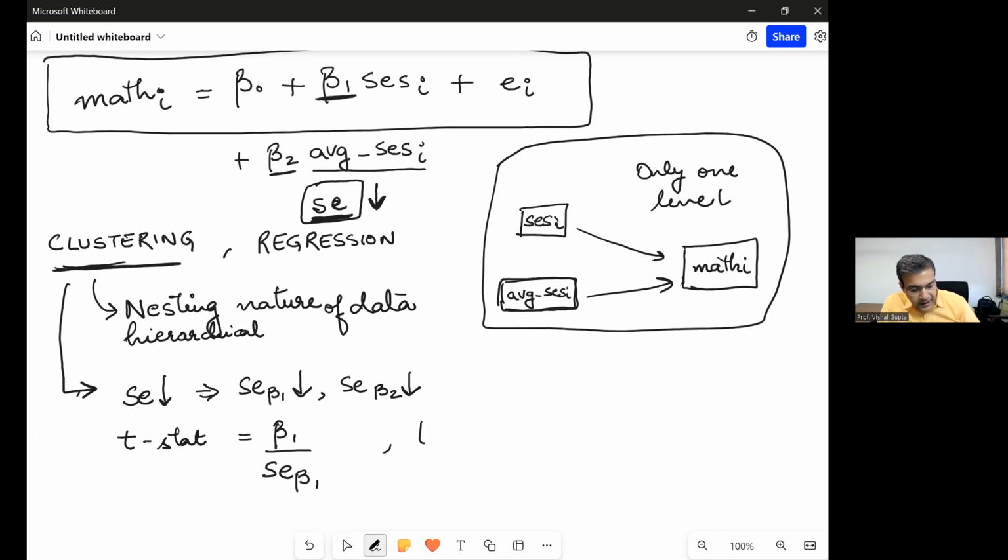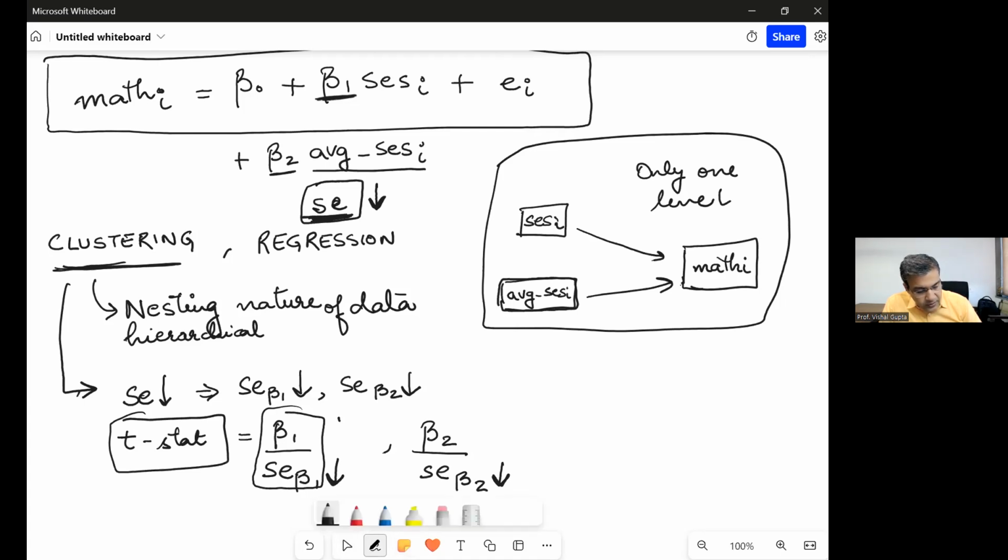And the second T stat is beta 2 divided by standard error of beta 2. Now if your standard errors are going down, the variance is small because of the clustering nature, what will happen to the overall T stat? What will happen to the overall ratio? The overall ratio is going to go up. So we say that your T stat, and then I will stop and take some questions, when we fail to model the hierarchical nature of data and have clustering, the T stats are inflated.